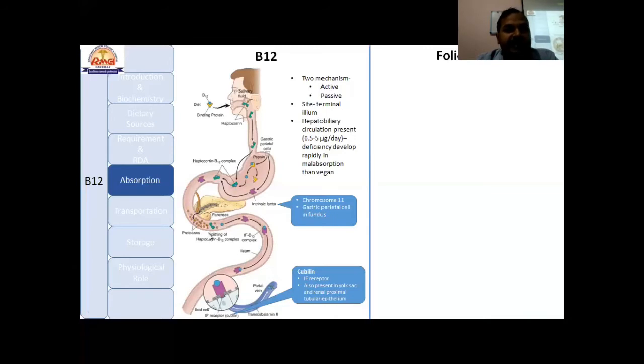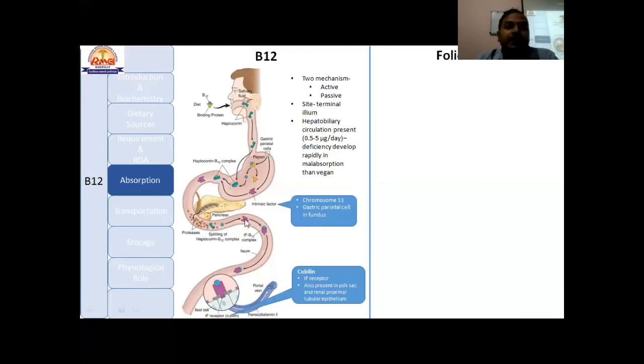In this pH, with the effect of proteases, this B12 gets separated from the hepatocorrin. Then this B12 binds to the intrinsic factor. This intrinsic factor goes and attaches to the brush border epithelium of the terminal ileum and gets absorbed.